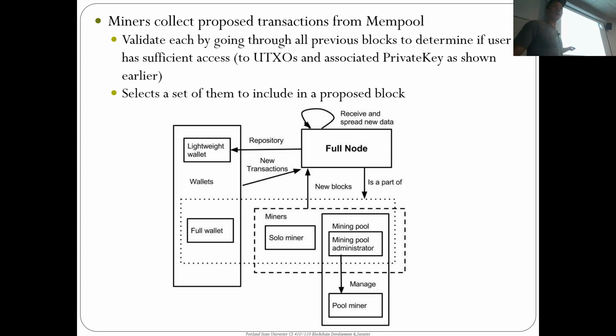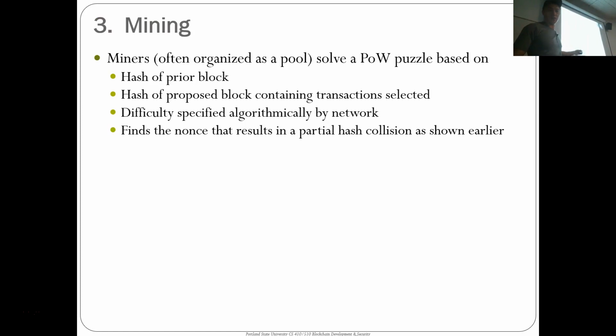Are there any questions about mining and how that thing is done? Okay, so miners often organize as a pool and solve this proof of work puzzle based on the hash of the prior block, the hash of the proposed block containing the transactions that it had selected, and the difficulty that was specified algorithmically by the Bitcoin software. Then it finds the nonce that results in that partial hash collision as shown earlier with a bunch of leading zeros.